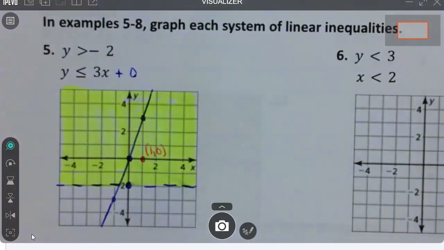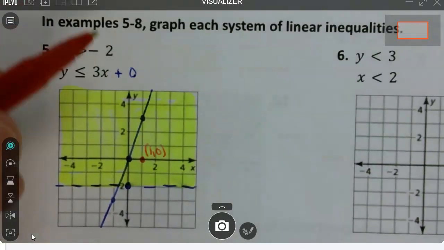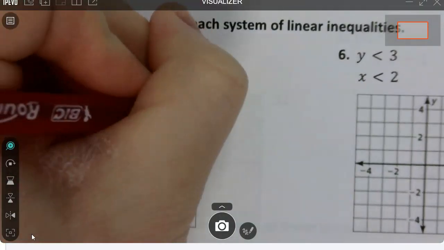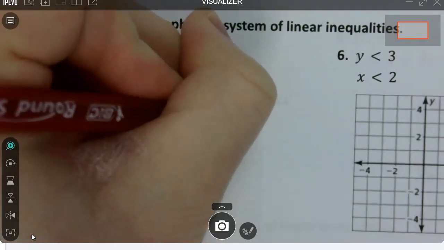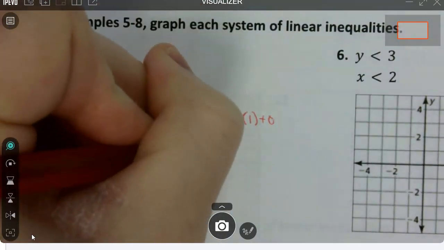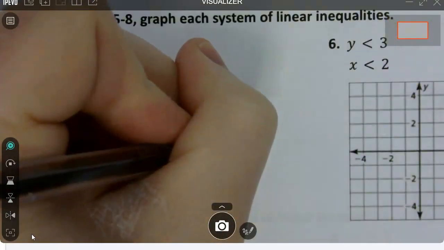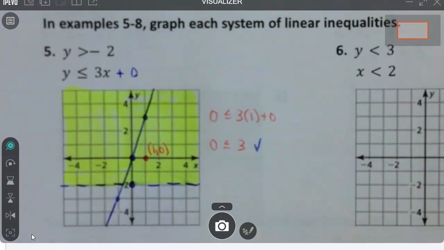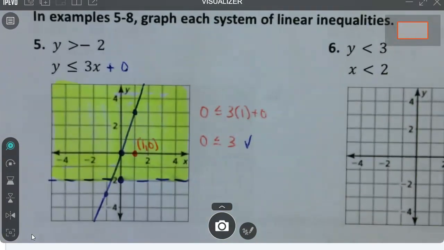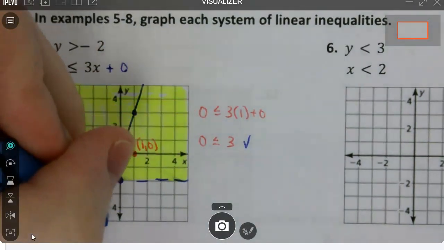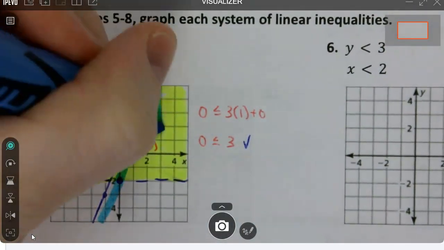So 1, 0. So if I test 1, 0, meaning x is 1 and y is 0, I'm asking myself, is 0 less than or equal to 3 times 1 plus 0? Well, that gives me 0 is less than or equal to 3, which obviously checks out. So I'm going to shade the region of the graph that does include 1, 0. And as I use my blue, I'm shading all of this right here.